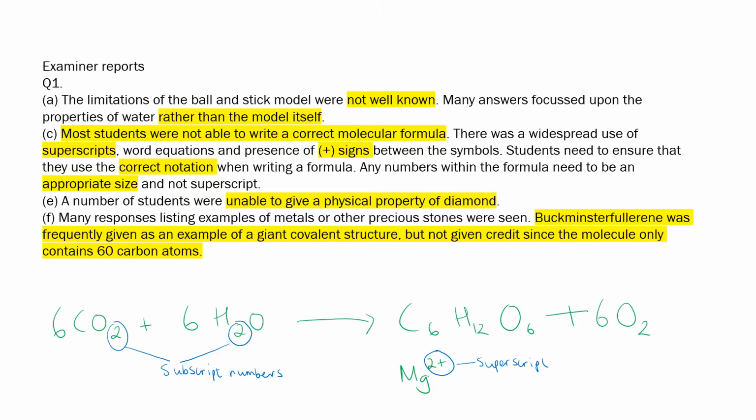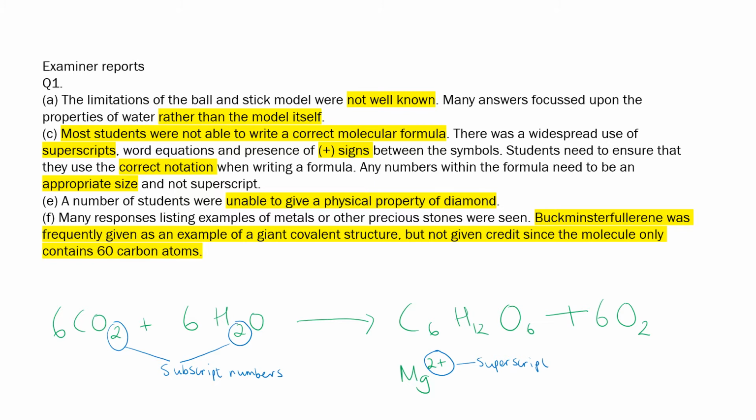Part E, a number of students were unable to give a physical property of diamond. So students need to really know what the properties are of giant covalent substances and metallic and ionic and so on. Part F, many responses listing examples of metals or other precious stones were seen. Buckminster fullerene was frequently given as an example of a giant covalent structure, but not given credit since the molecule only contains 60 carbon atoms.